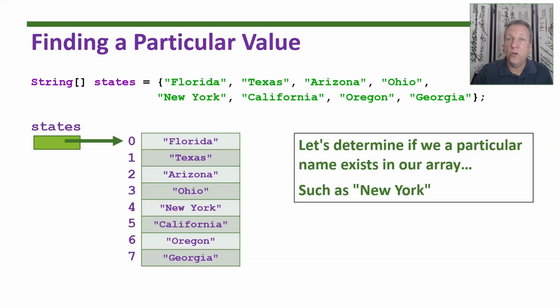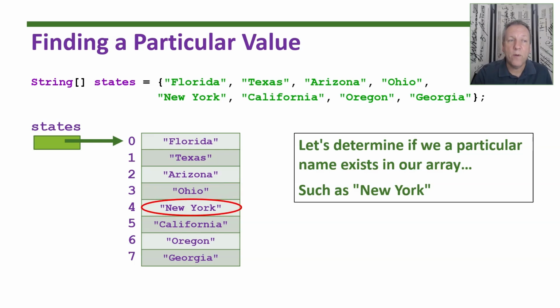Well, what are we going to do? We're going to traverse through and search our array. We visit each element in the array, and we see if it equals New York. Well, in position 0, that's Florida. That doesn't equal New York. Texas doesn't equal New York. Position 2, Arizona, nope. Position 3, Ohio, does not equal New York. There's New York in spot 4.